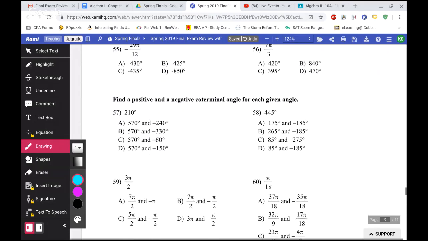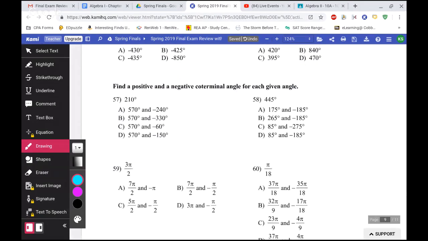Find a positive and negative coterminal angle. So on this one, you're just going to add 360. So that's going to give you 570. And you're going to subtract 360. That's going to give you negative 150.